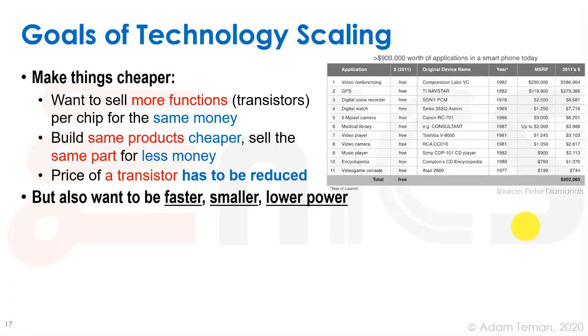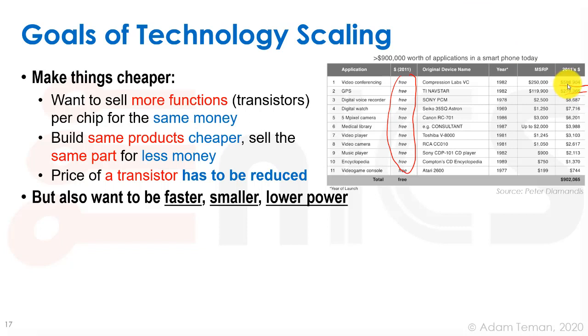But we're greedy. We also want to be faster, smaller, lower power. You can see these different technologies that, when this came out in 2011, you can find on your cell phone: video conferencing, GPS, digital voice recorder, digital watch, 5-megapixel camera, medical library, video player, video camera, music player, encyclopedia, video game console. They're all free once we buy one of these smartphones. The original device name is over here, what year it came out, and the fixed price in 2011 dollars. So this video conferencing would have cost you $500,000. A GPS would have cost you $300,000. That's pretty amazing.